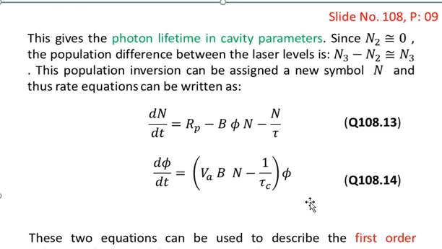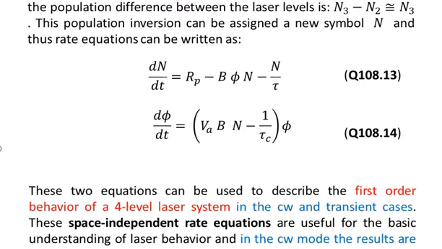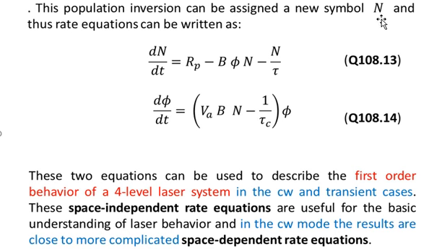So the rate equations shown in equation number 1 and 2 can now be written in terms of the new symbol capital N, which represents the population inversion. dN over dt is equal to, on the right hand side, Rp minus B times phi times N minus N over tau, and the second photon rate equation is d phi over dt is equal to, within the parentheses, Va times B times N minus 1 over tau c, multiplied outside with phi.